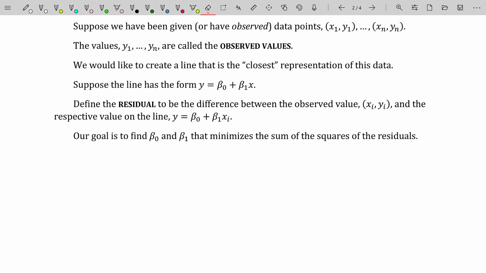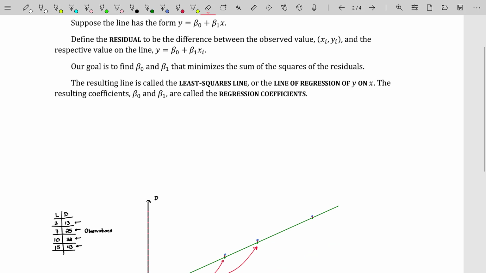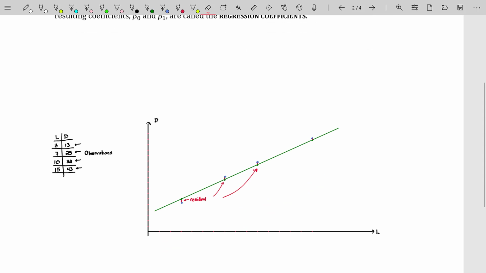And as I've been stating, our goal is to find beta sub 0 and beta sub 1 that minimizes the sum of the squares of the residuals. I didn't say that before, but I'm saying that now. We want to minimize not only the sum of those residuals, but the sum of the squares. The resulting line that we get is called the least squares line, or the line of regression of y on x. The resulting coefficients, beta sub 0 and beta sub 1, are called the regression coefficients. So that is the underlying concept of what we're going to do.